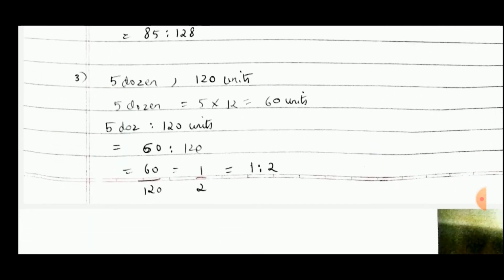5 dozen and 120 units. 5 dozen is 5 into 12, that is 60 units, and the other is 120 units. 60 upon 120 is equal to 1:2.